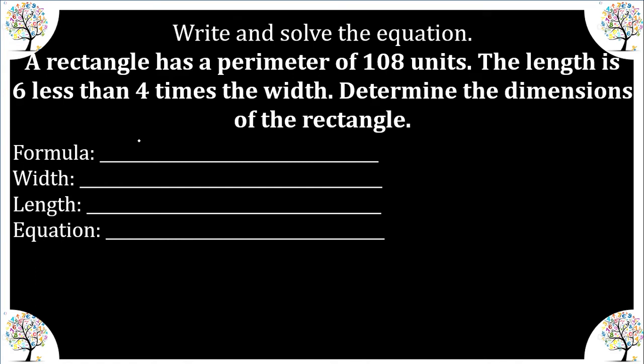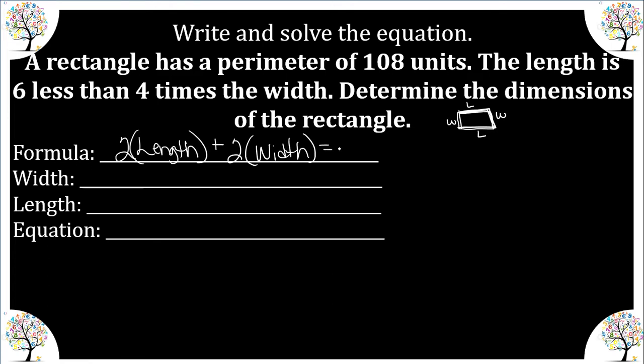So the formula for perimeter of a rectangle, remember perimeter, is distance all the way around. So we have a length, a width, a length, and a width. Perimeter is always adding all the outside lengths of an object. So here our perimeter is 2 lengths, and I'm going to put the length in parentheses, plus 2 widths equals our perimeter, and in this case, we already know that it is 108.